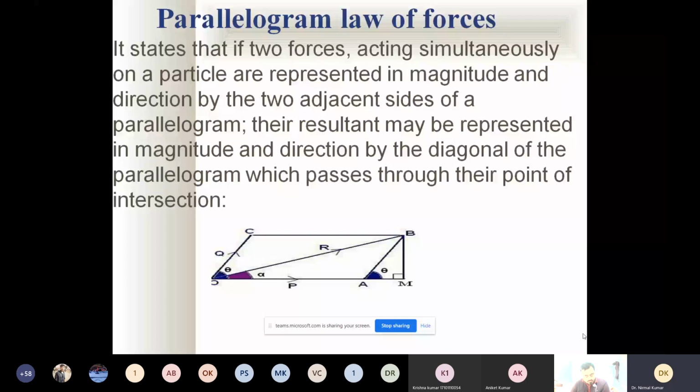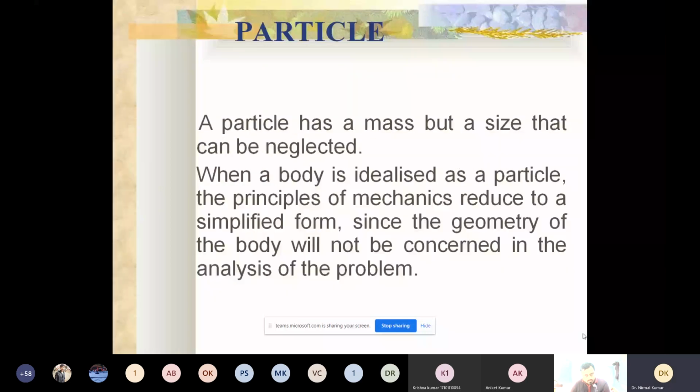Now I am coming to the idealizations of a body. What do we do in engineering mechanics? If we do not make assumptions and idealizations, it is very difficult to analyze the structures. A particle has a mass, but a size that can be neglected. We neglect the size of the particle. It will have dimensions, but those dimensions will be neglected.